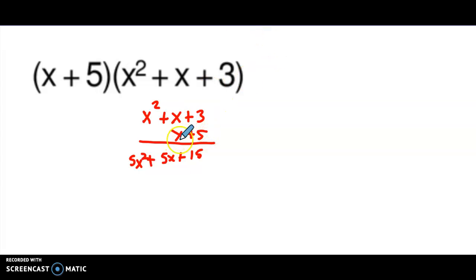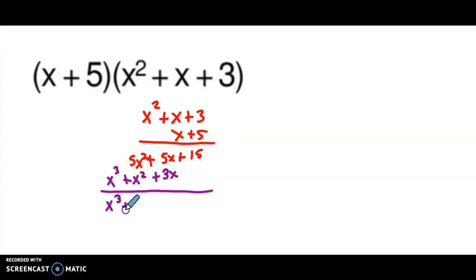3 times x is 3x positive, and I have to put it under the x's. x times x is positive x squared, and I have to put it under the x squares. And x squared times x is x to the third. So these are what I was talking to you about before, the 6 terms. 2 times 3, 6. You add them vertically to get your answer.